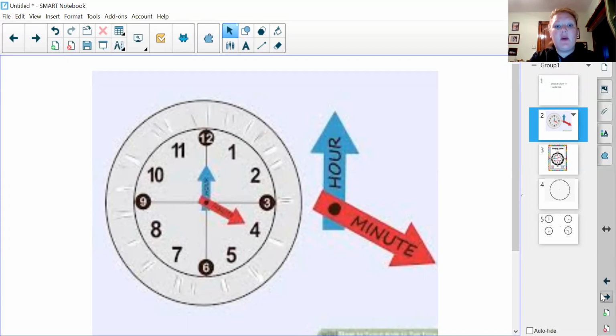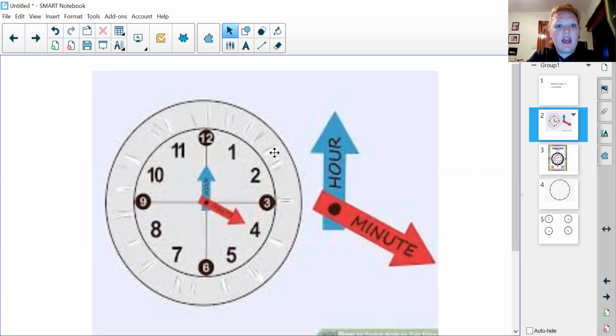So now the first thing I want to talk to you about is the clock. There are two different arrows, and those are called the hands of the clock. The one that is shorter is the one that points to the hour. The one that is longer points to the minute. So our minute hand and our hour hand.